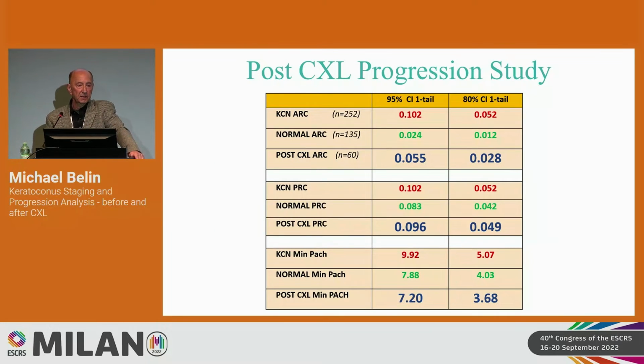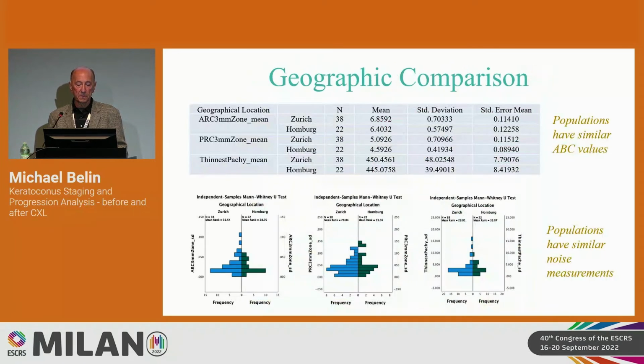And if we look at, again, you don't need to know these numbers, but interestingly, the noise measurements post-cross-linking fell in between the pre-op keratoconus and the normal population. And if you think about it, that makes at least a little bit of sense, because if you take a keratoconic population and you somewhat normalize the surface, you should improve the noise measurements. And as it comes out, they fall in between, again, the normal population and the keratoconic population.